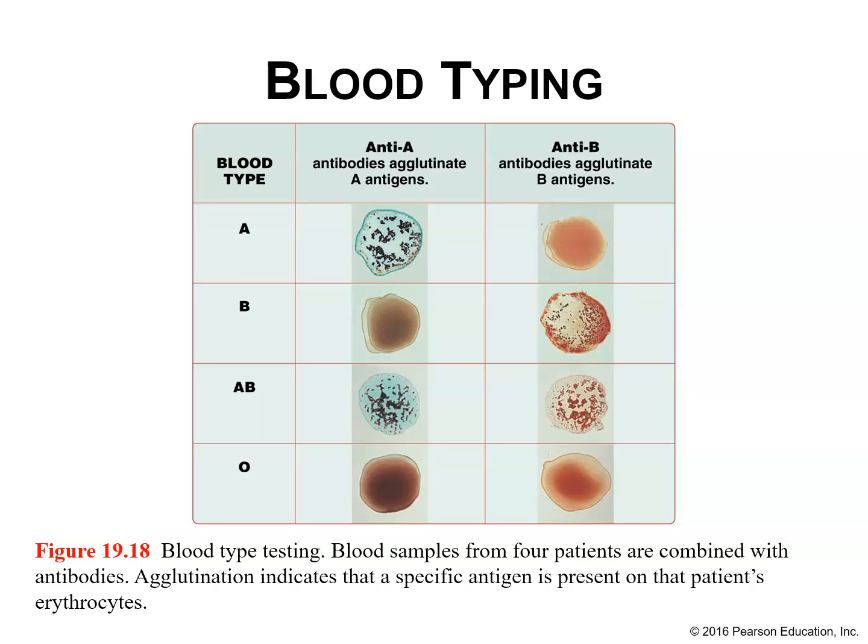If you also gave the Rh antibody, if you do have the Rh antigen, we just call you Rh positive. So if you had agglutination over here with the Rh antibody, which you would see as clumping just like you see here, he'd have A positive blood. But they don't test for the Rh antibody and the Rh antigen. So remember, blood samples from 4 patients are combined with antibodies. Agglutination indicates that a specific antigen is present on that person's red blood cells.